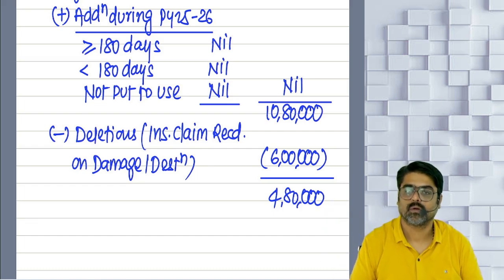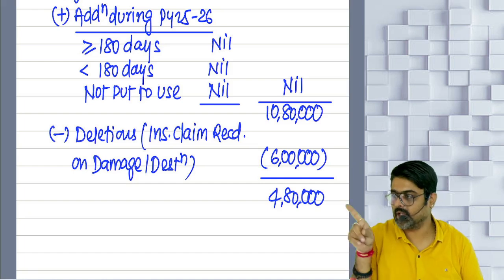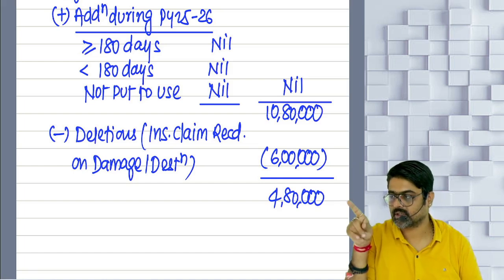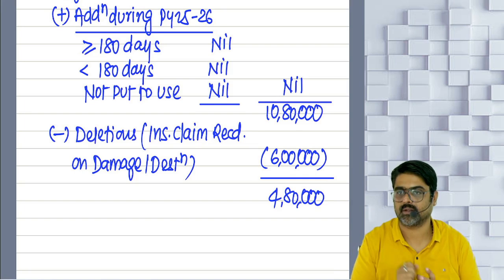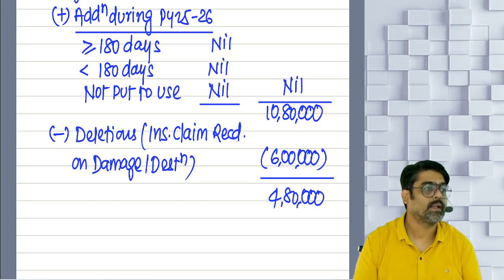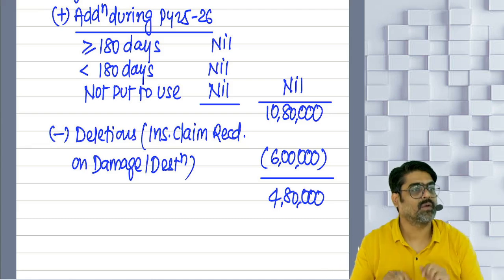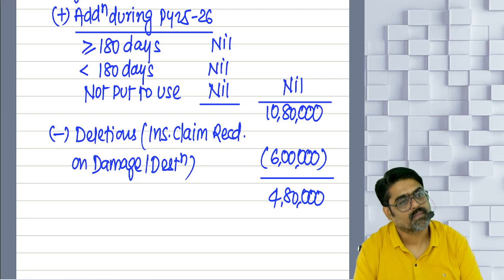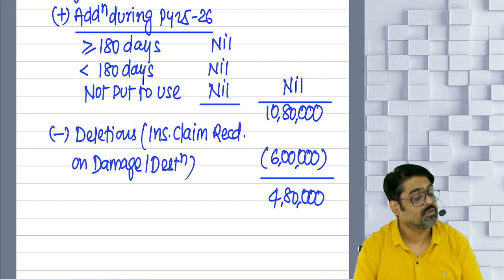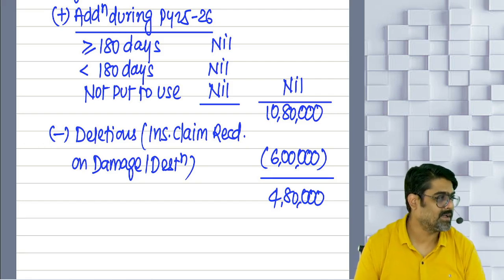Yes or no? But after deletions, after damage or destruction, if there is still some machinery in the block, and that is also used in your business, then assets are there, value is there. On this value you will calculate depreciation. Understanding? So tell me, is there machinery still remaining in the block?